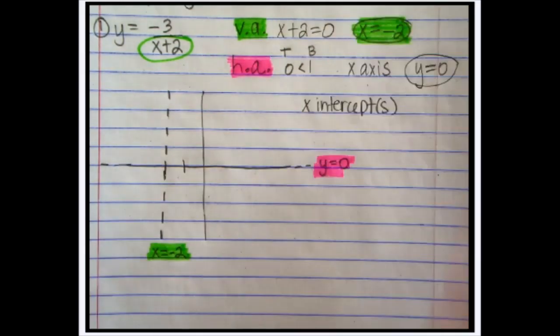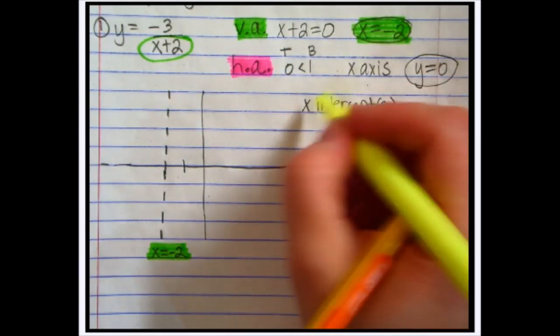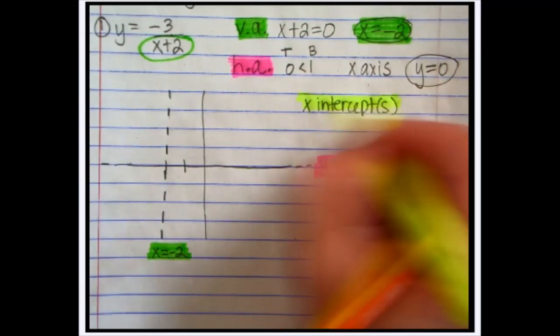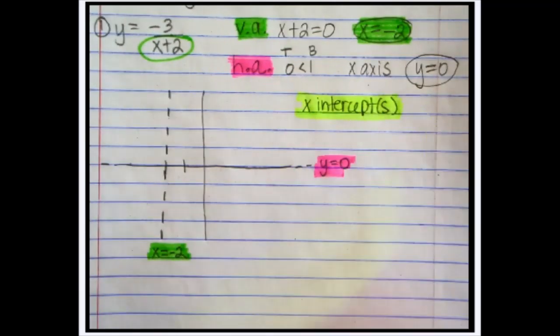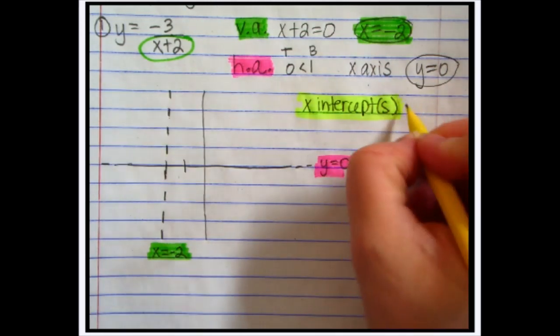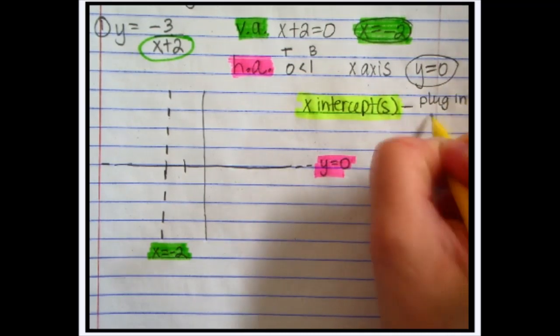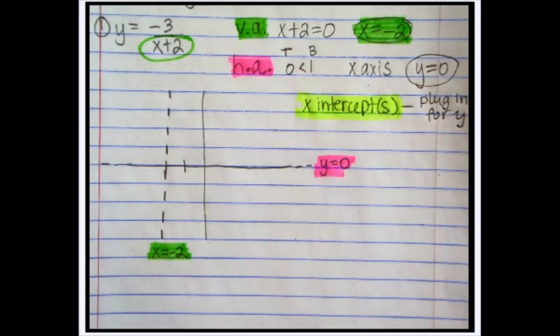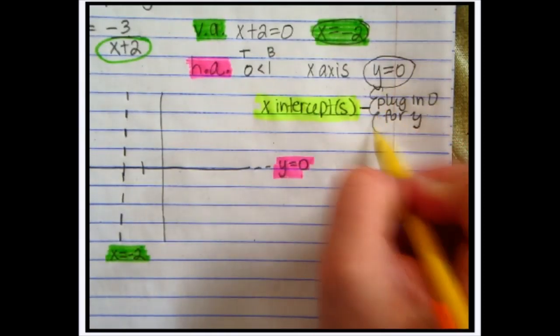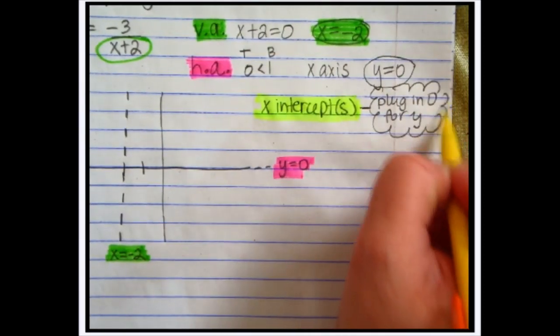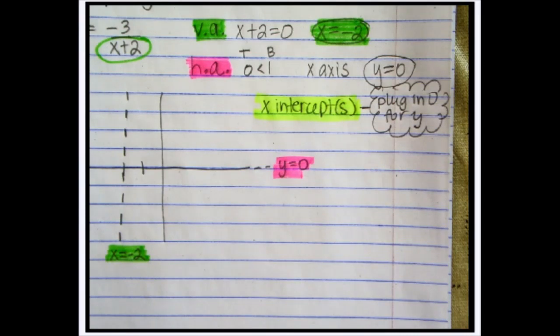Now, x-intercepts, there can be more than one. If we go back and think about what an x-intercept actually is, hopefully we can recall that that's where it crosses the x-axis, and so our y value is 0. So when we find our x-intercepts, we're going to plug in 0 for y. Anytime we want to find an x-intercept, we are going to plug in 0 for y. Let's go ahead and do that in this case.